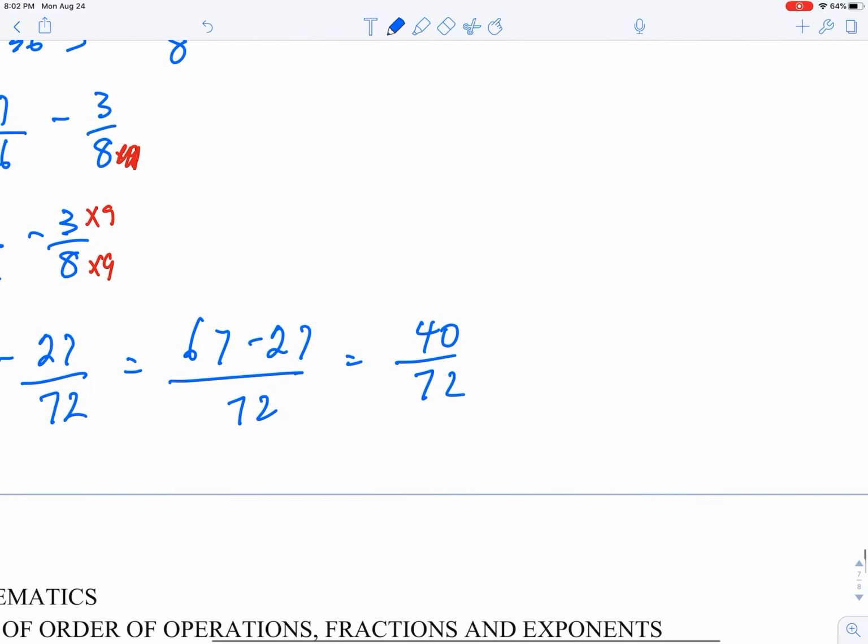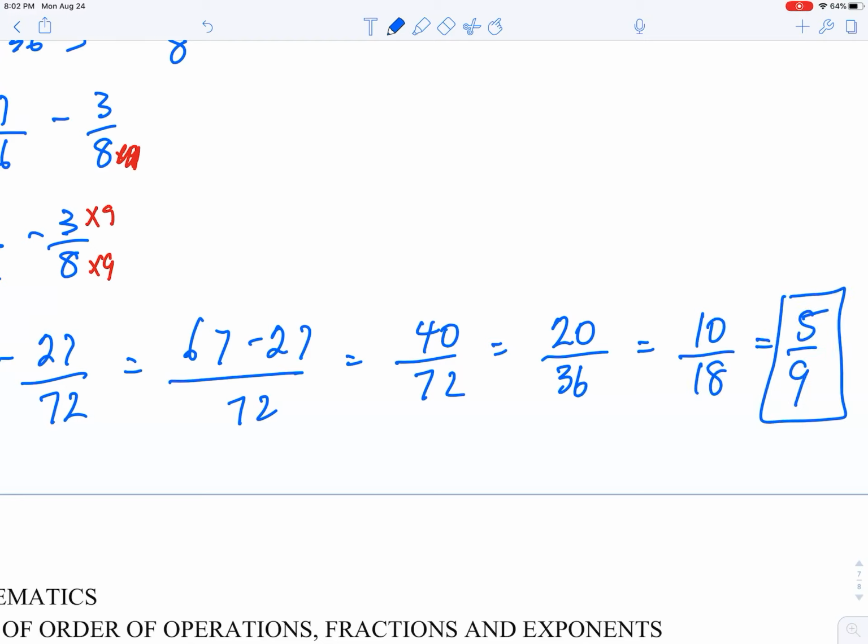Can chop it in half. So 20 over 36, can chop it in half again. So 10 over 18, can go one more time. So that's 5 over 9. That whole big mess turns into 5 over 9. And just a reminder that each time I divide it by 2, then I divide it by 2 again, and then divide it by 2, because whatever you do to the top, you do to the bottom.